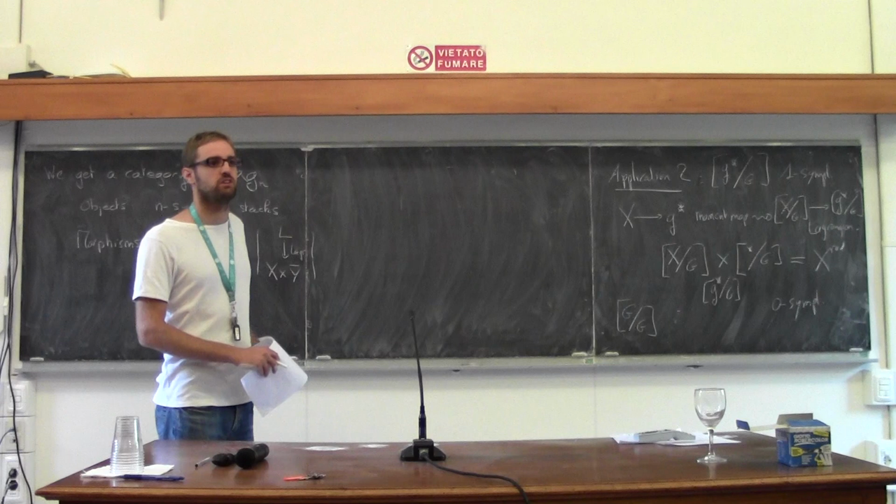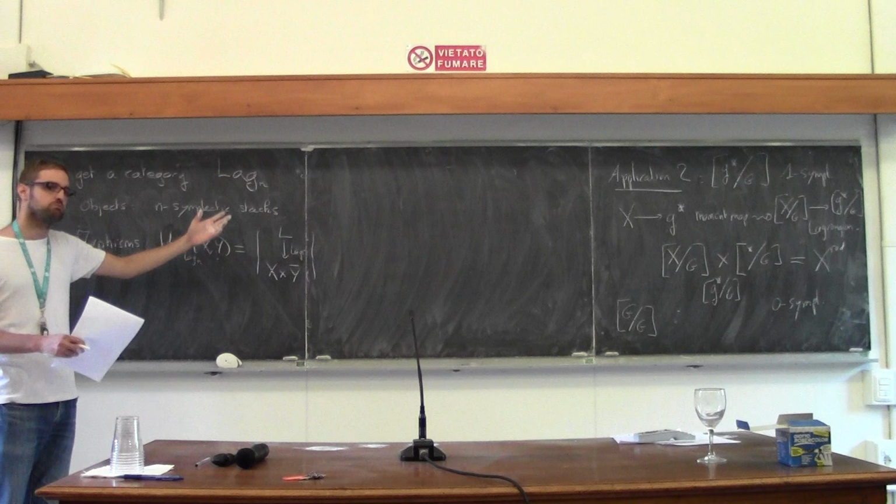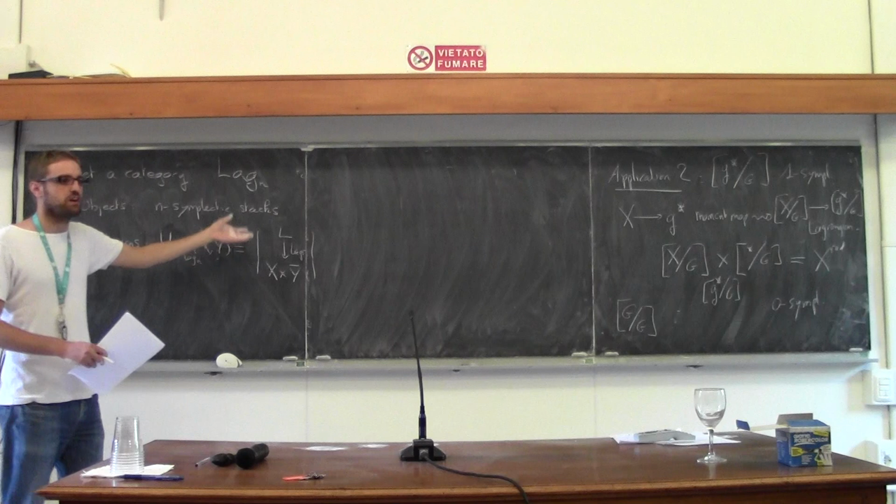Right, so the reason why I'm calling this TFT classical or semi-classical TFT is just that my target category is not some category of vector spaces or something like that. It's of classical nature, just because I have symplectic and Lagrangian objects. That's the only thing.